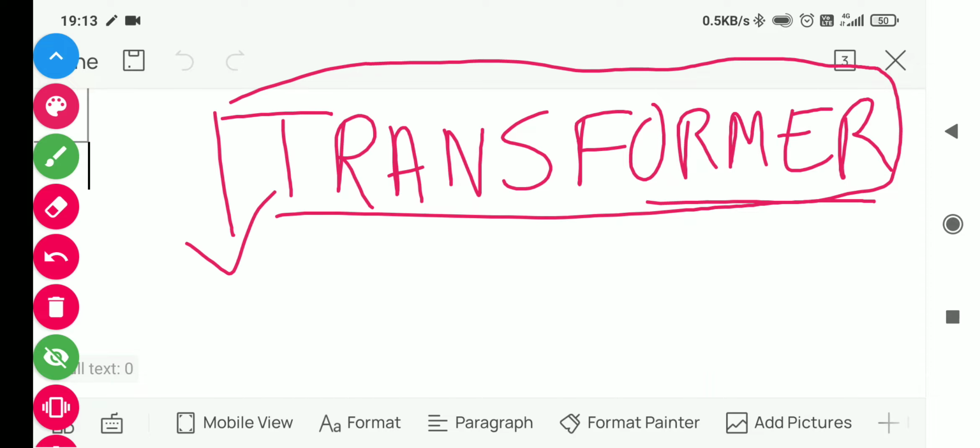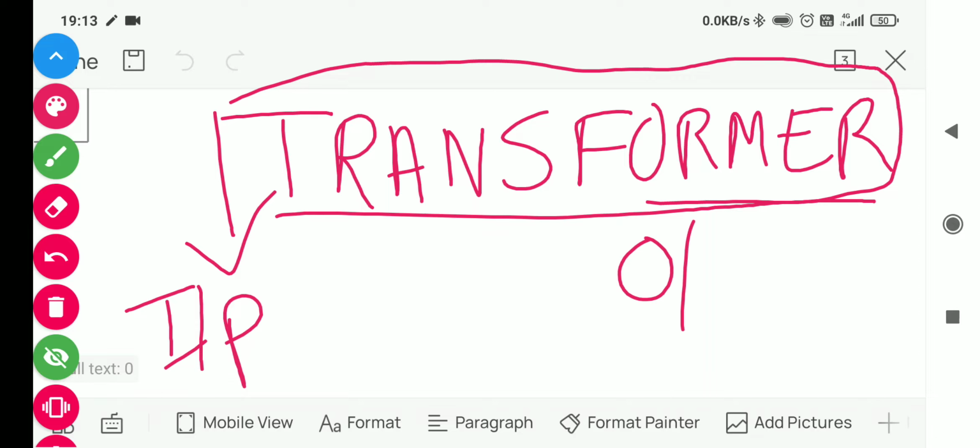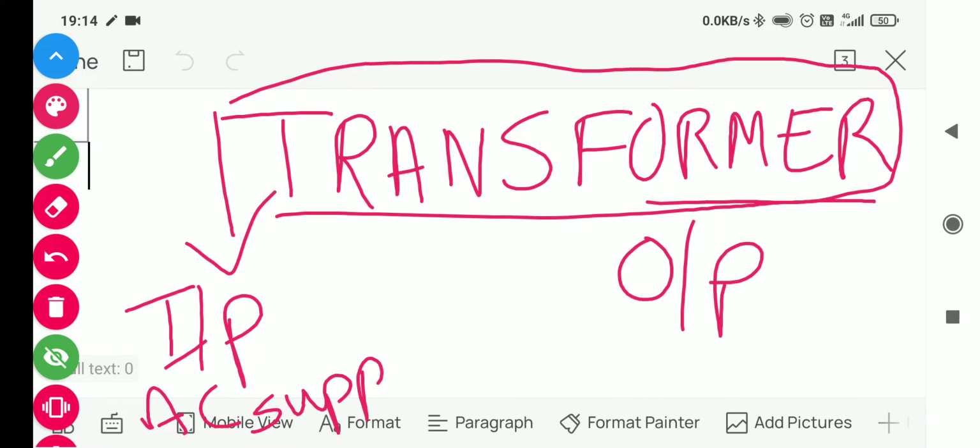So what is this transformer going to do? Basically, this transformer is going to serve the very same purpose as the word says. So it would have some input and some output. Now, what is the input of a transformer? The input of a transformer will be AC supply. Okay, so we are giving the AC supply as an input.